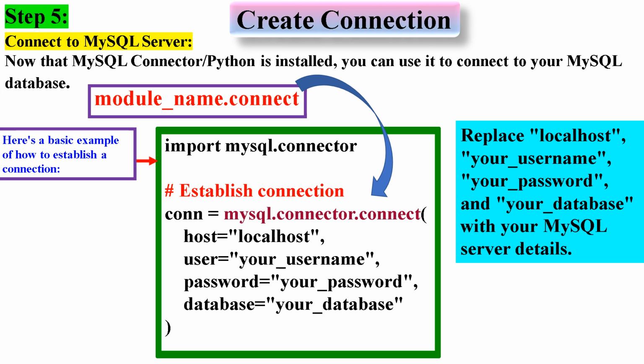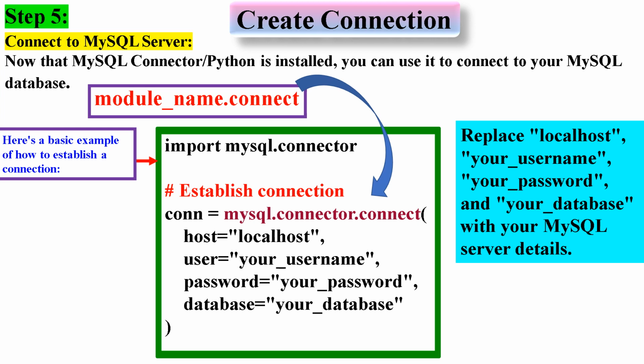Module_name connect. This is an essential function required to connect to the database, which is MySQL in our case. So we write mysql.connector.connect. Here's a basic example of how to establish a connection. Now look at the green box. Import mysql.connector. This line imports the mysql.connector module, which is the MySQL Connector/Python library. It provides a Python interface for interacting with MySQL databases.